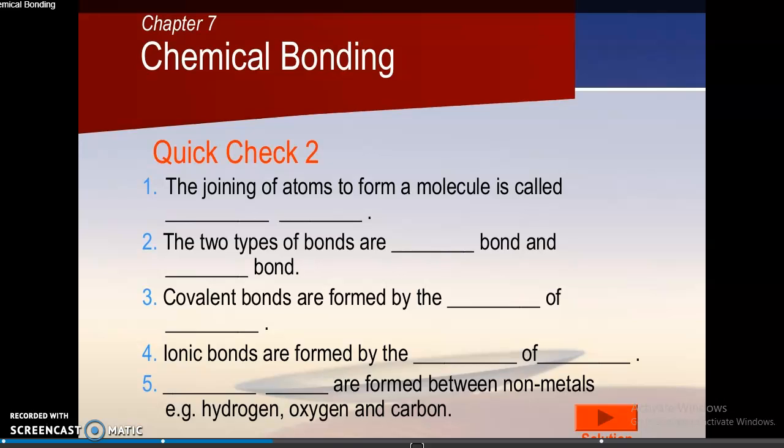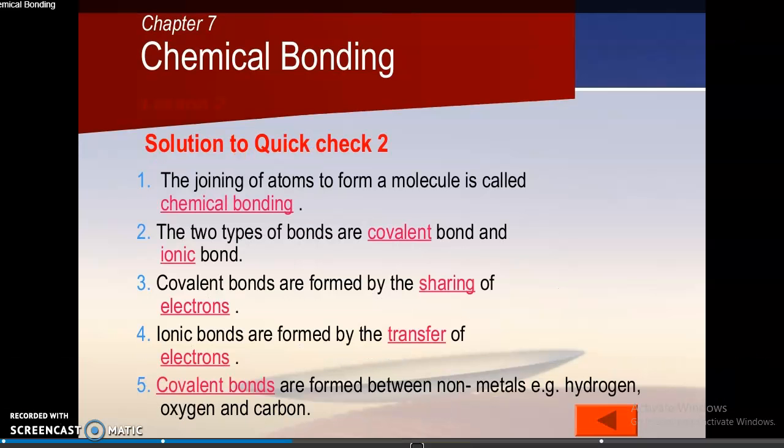So let's have a quick check on the joining of atoms to form a molecule. What is the type of this bonding? This is covalent bonding. So the two types of bonds are covalent bonds and ionic bonds. Covalent bonds are formed by the sharing of electrons and ionic bonds are formed by the transfer of electrons. Covalent bonds are formed between non-metals.